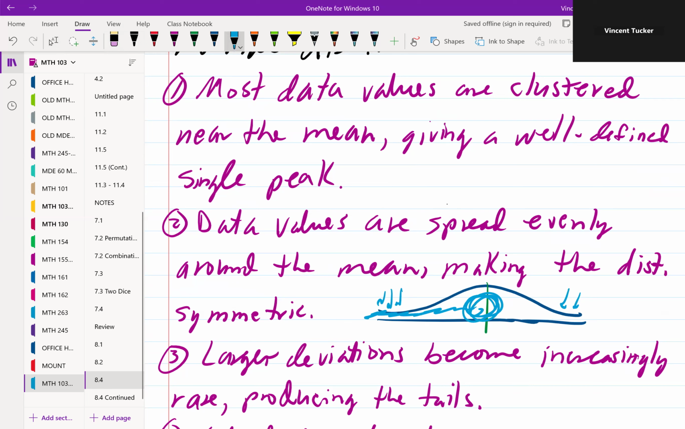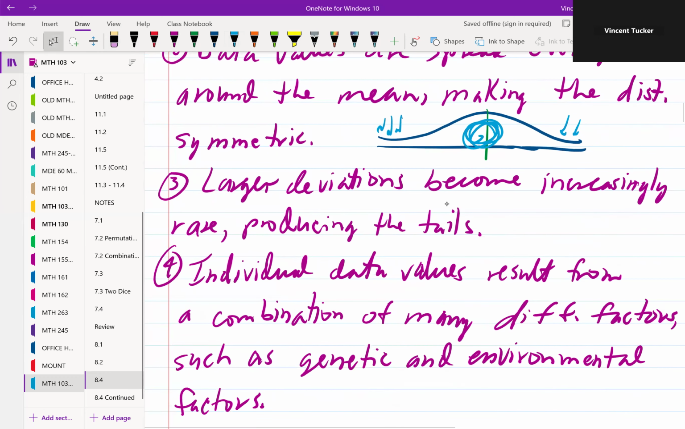And then number four, individual data values result from a combination of many different factors, such as genetic and environmental factors. So, for example, height, like I just finished mentioning, with genetic and environmental factors, normally has a normal distribution.